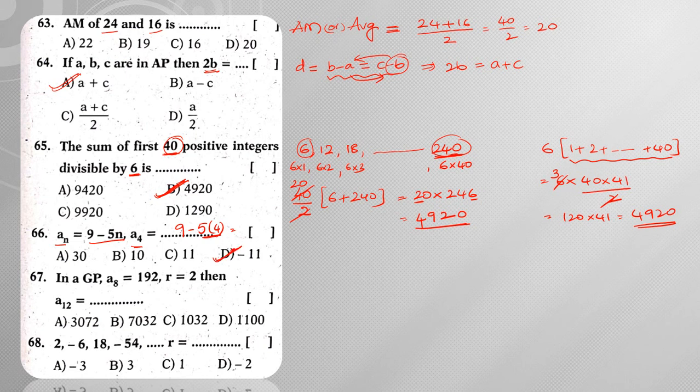Next, in a GP, a8 is equal to 192. How can you write a8? A8 can be written as a into r power 7, which is equal to 192. What is the given r value? The r value is given as 2. Now when I substitute, a into 2 power 7 is equal to 192. Now a into 2 power 7, I can write it as 128, so 128a is equal to 192.